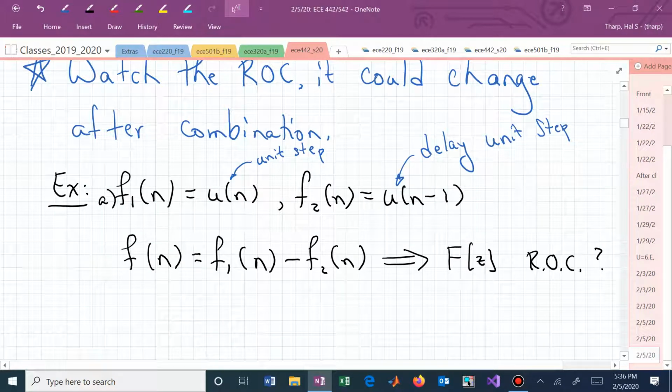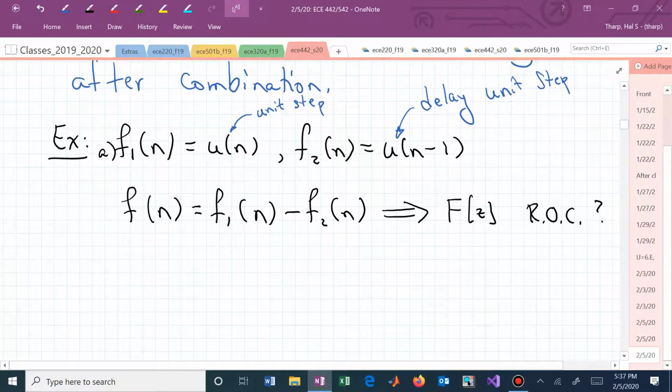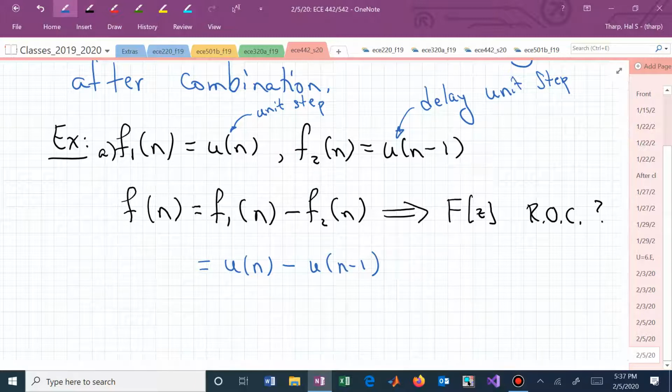Here I'm going to do a straightforward combination, but here I'm going to actually subtract. I'm not going to change the weighting on f1 and f2 with any alphas, but I do want to compare them. And now I hope you can see what happens when you compare f sub 1 of n with f sub 2 of n, or subtract f sub 2 from f sub 1. Now, in fact, you are saying u of n minus u of n minus 1. And what does that actually produce?